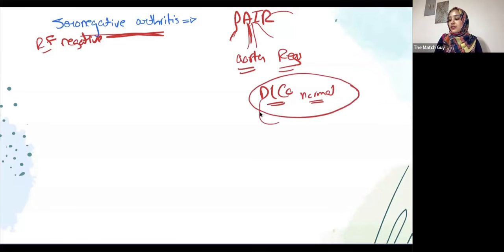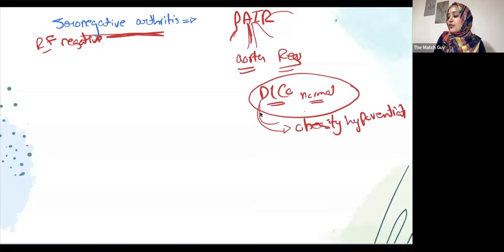Where else would we see this? Also in intrinsic restrictive disease, and obesity. So obesity hypoventilation syndrome. And what type of HLA positivity would we see for all of these people with seronegative arthritis? B27. Very good. Okay, let's go back.